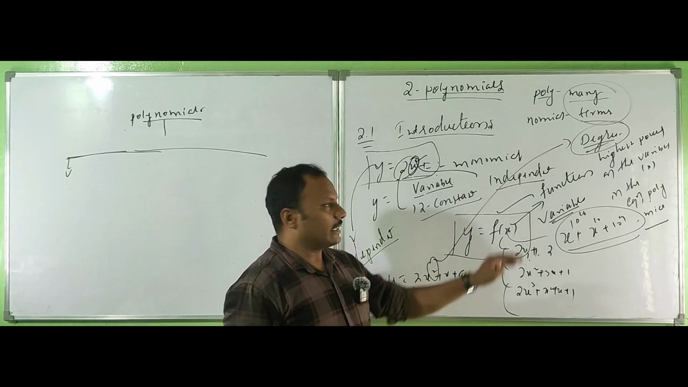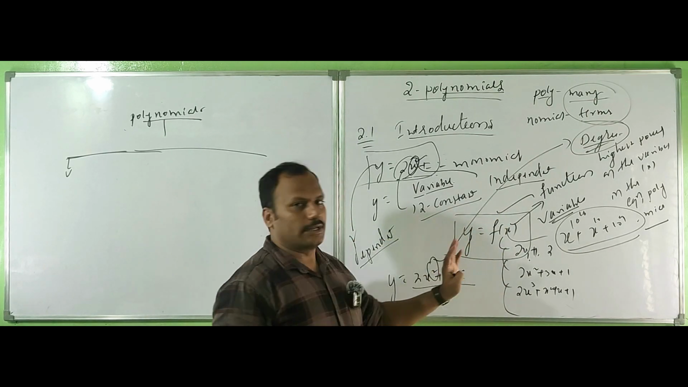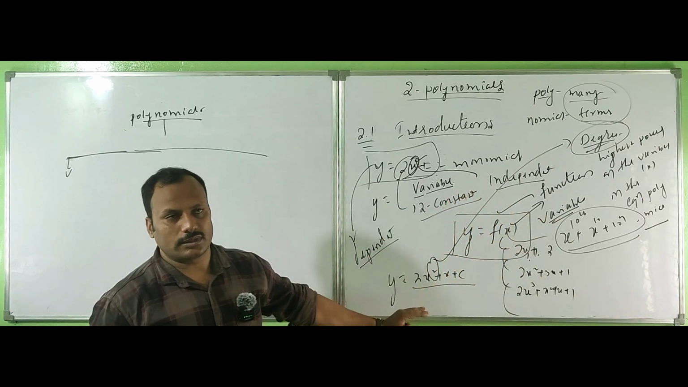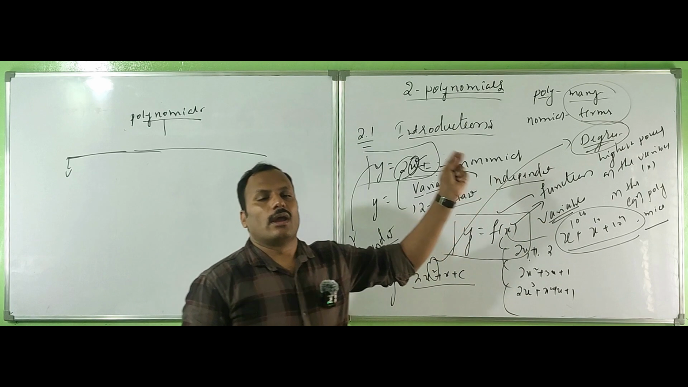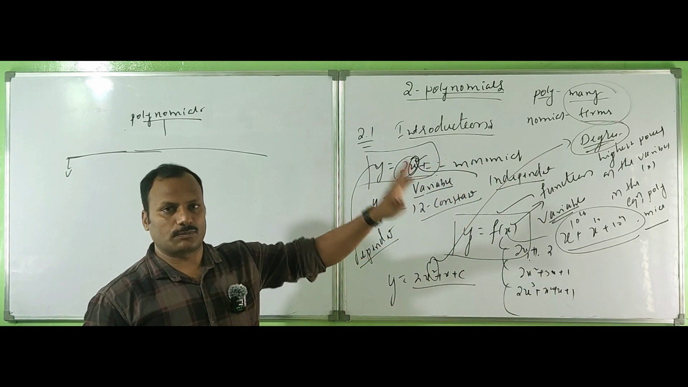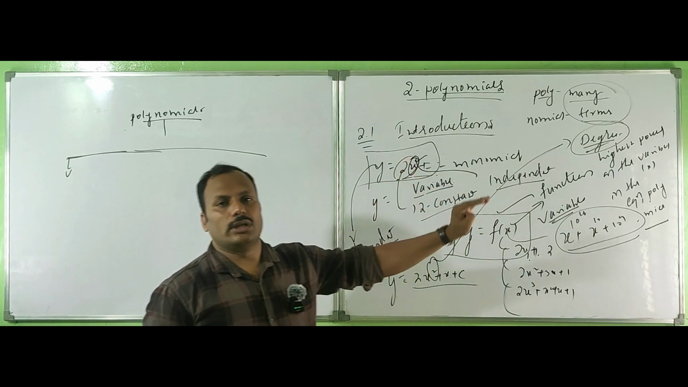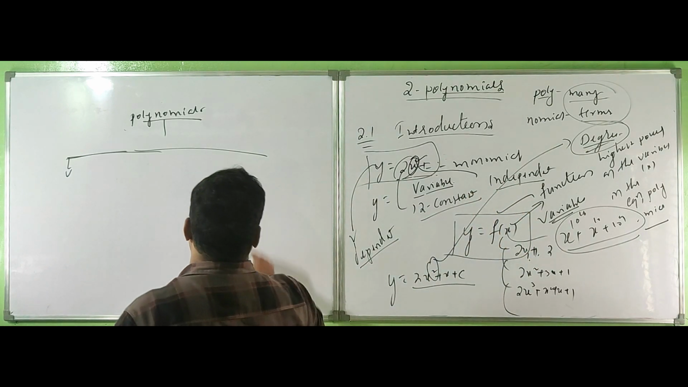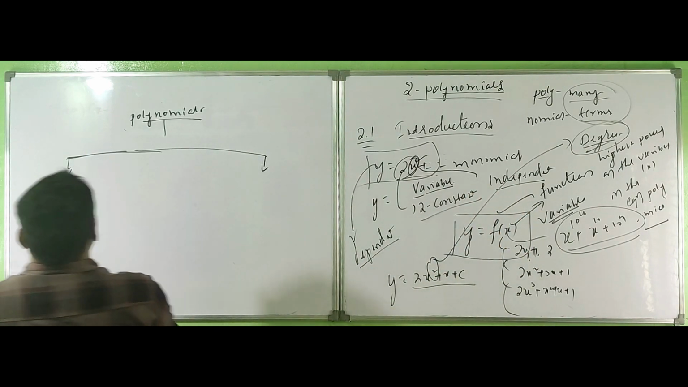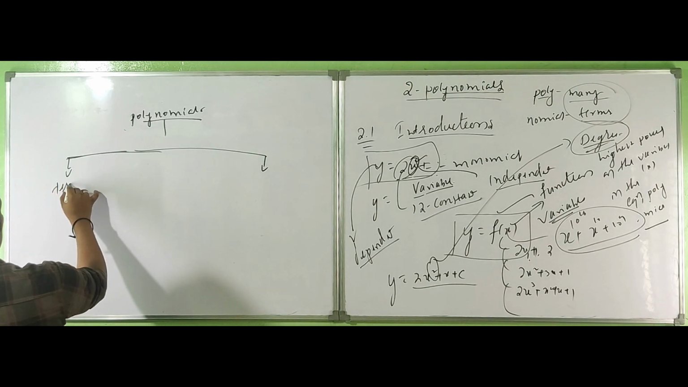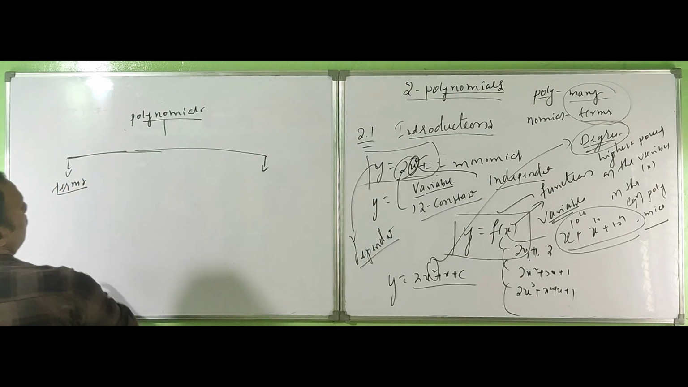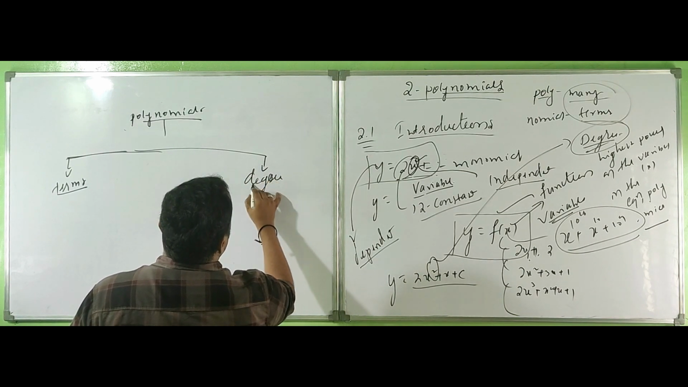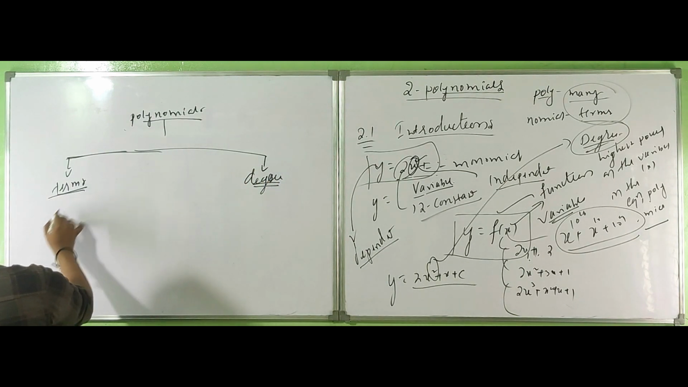If it is 2, degree is 2. If it is 1, degree is 1. If it is 100, degree is 100. If it is 2000, degree is 2000. We are considering the highest power on the variable of the polynomial. Based on the terms and based on the degree, we have different kinds.